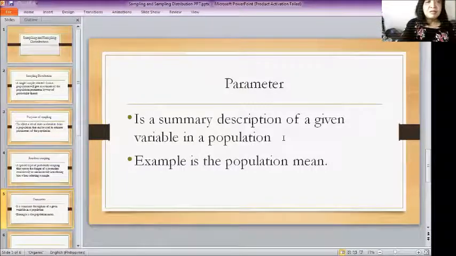the summary description of a given variable in a sample is referred to as a statistic. That is the very essence of what statistics is all about, and all about research. So instead of considering the whole population, which is a very tedious and time-consuming job, and of course if you do research, it would also consider a big amount of money, you just get samples.